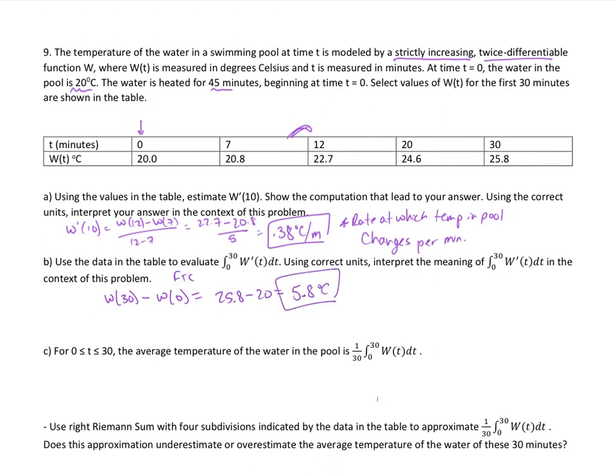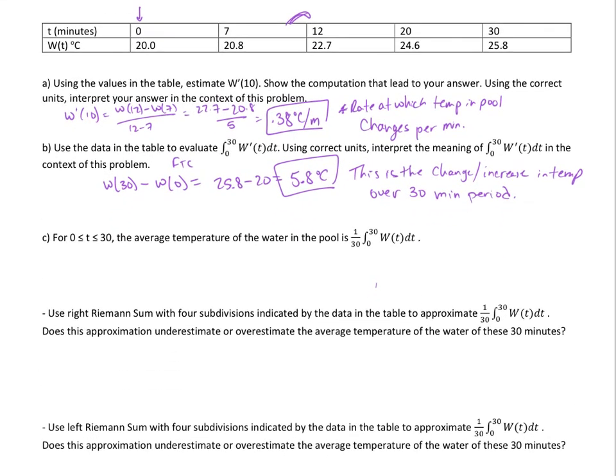To interpret this, this is the change, and in our case, it's an increase. We know it's strictly increasing, since we are told that right there, in the temperature. So it's the change in temperature over the 30-minute period. Okay, looking at the next one.